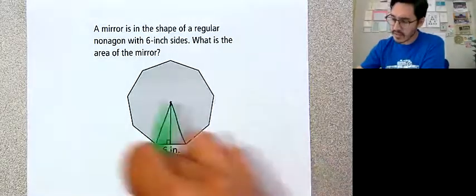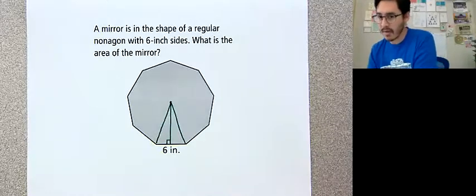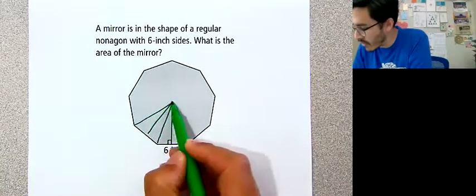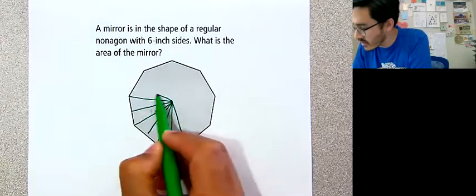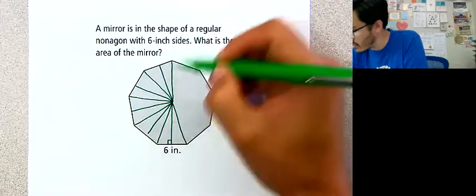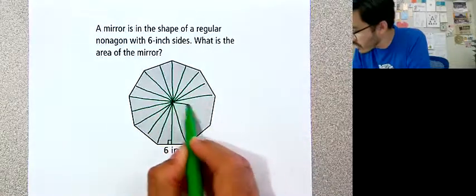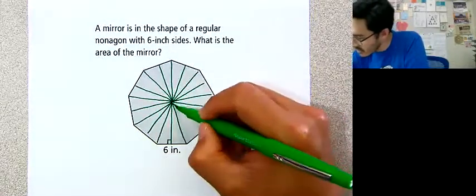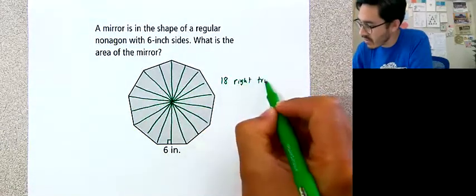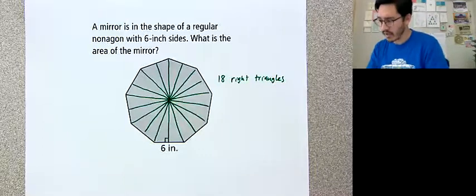Okay. All right, so let's keep dividing this polygon into more and more right triangles and figure out how many we have. So I've already drawn two. So that's number 3, number 4, number 5, and so on up to 18. All right, so we have 18 right triangles that compose or make up this polygon.